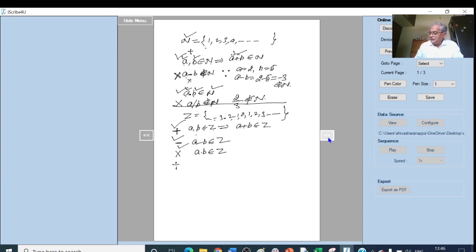And if I go to division here, A and B are any two elements belonging to Z, then what is division? A by B need not be an element of Z. So therefore division is not a binary operation on Z. See, on the set N, plus and multiplication were the binary operations, while minus and division are not. But if I change the set here, then plus is a binary operation, minus also becomes a binary operation, and multiplication is a binary operation. Division is not a binary operation.